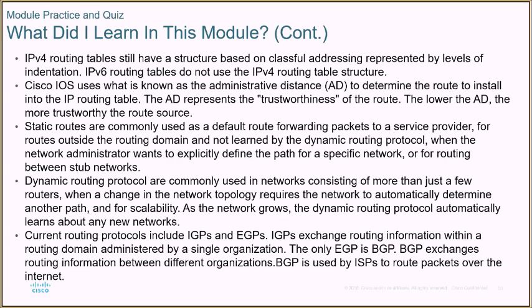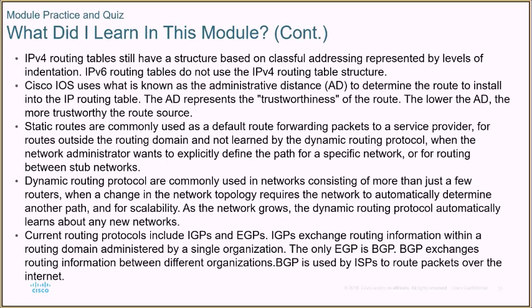Static routes are commonly used as a default route, forwarding packets to a service provider for routes outside the routing domain and not learned by the dynamic routing protocol. They are also used when the network administrator wants to explicitly define the path for a specific network or for routing between stub networks. Dynamic routing protocols are commonly used in networks consisting of more than just a few routers, when a change in network topology requires a network to automatically determine another path, and for scalability. As networks grow, the dynamic routing protocol automatically learns about any new networks.